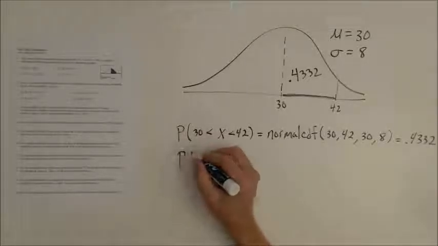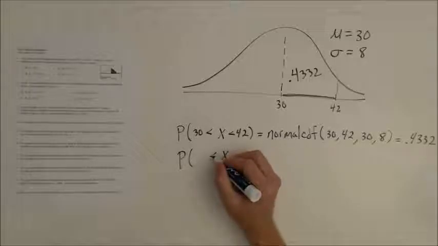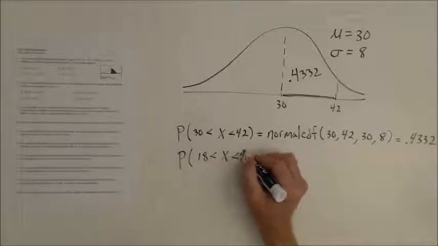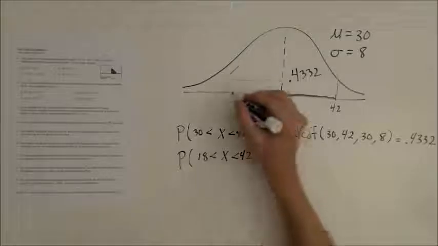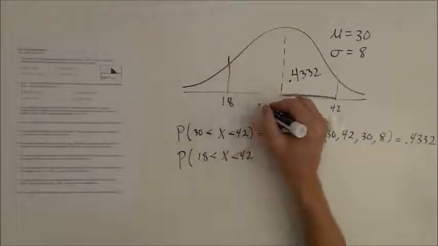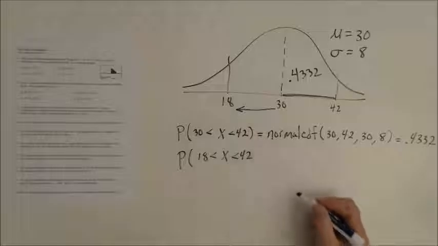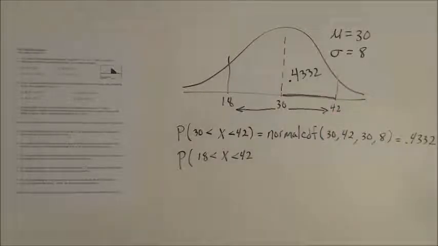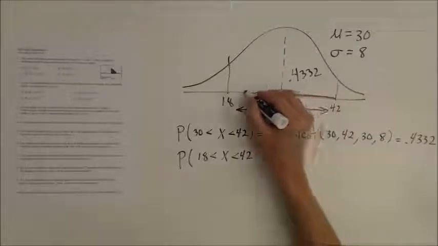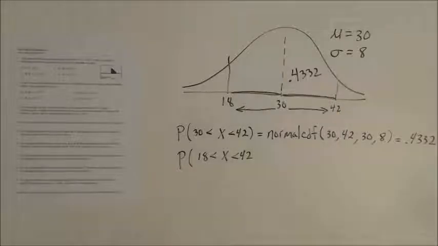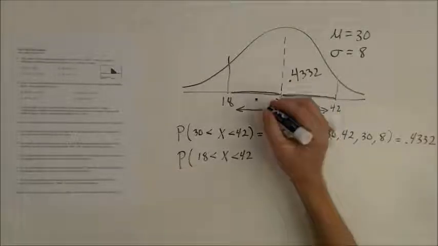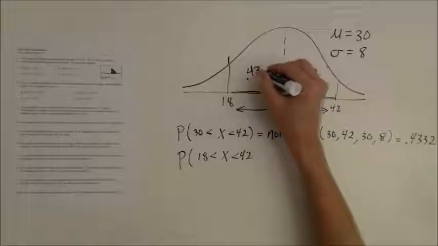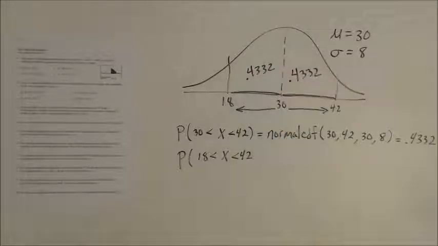In part B, we're asked to consider the interval from 18 up to 42. Note that a value of 18 is 12 units below the mean. That also corresponds to 12 units above the mean, which gets us to the endpoint of 42. That is, this interval is symmetric, 12 units either side of the center. But by the symmetry of the distribution, that means another 43.32% of the distribution lies within this interval.